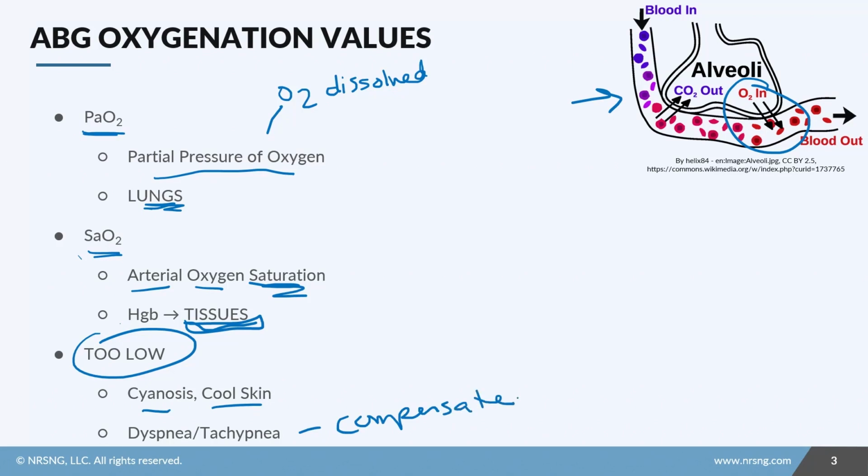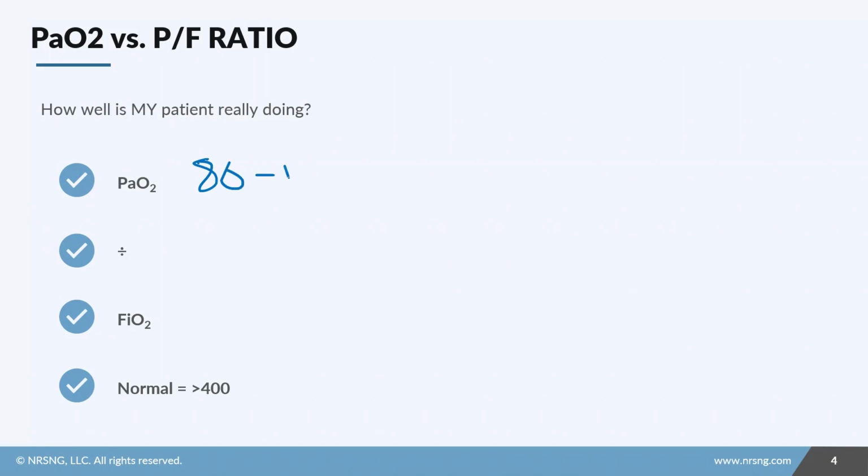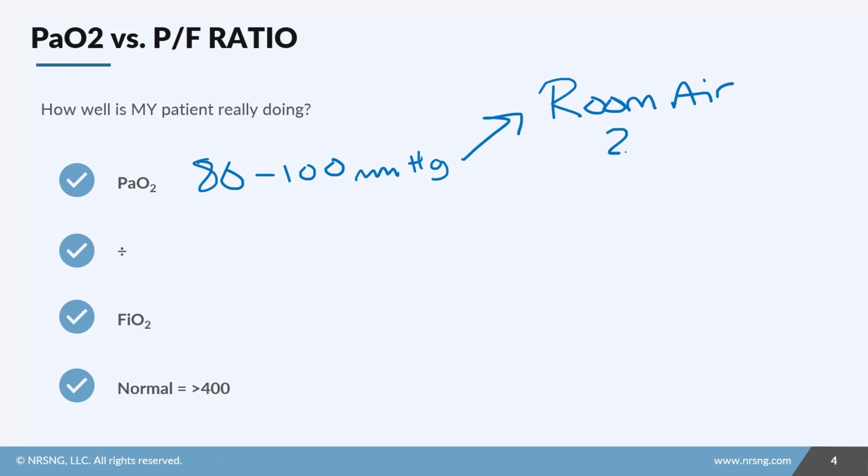So now I just want to go through each of these and give you some critical points about each one. First, let's think about the PaO2. If you remember from the very first lesson, I said the normal PaO2 is 80 to 100 millimeters of mercury. But remember what was special about that? This value is assuming that the patient is on room air, which is 21% oxygen. We write that FiO2, or fraction of inspired oxygen.